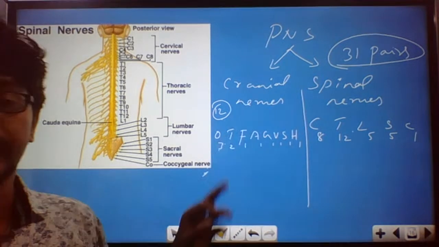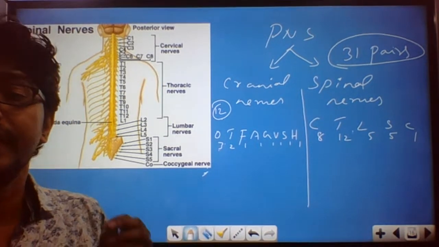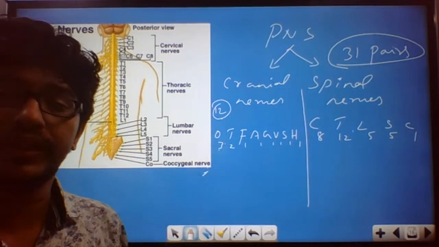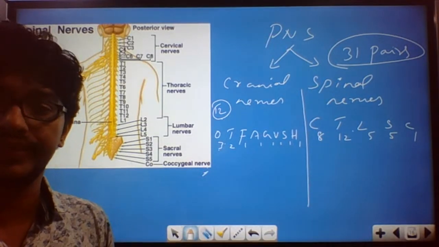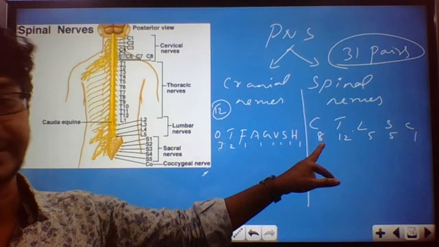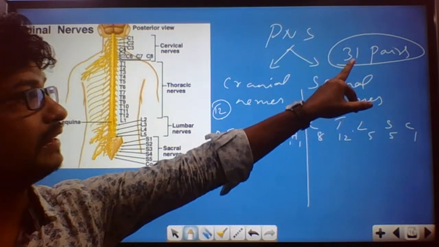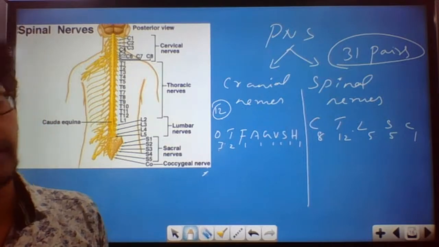So this is C8 only. We're not talking about the vertebrae here, we're talking about the nerves. When we're talking about the nerves, it's 8 in number. The cervical section of vertebrae is 7, but when we're talking about the nerves, it comes to 8. So cranial nerves are 12 in number, and there are 31 pairs of spinal nerves.